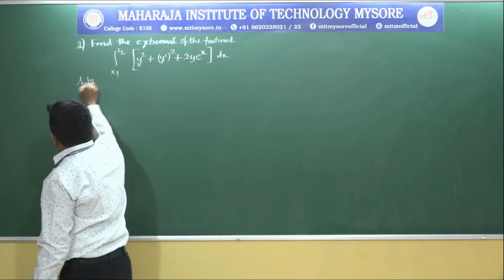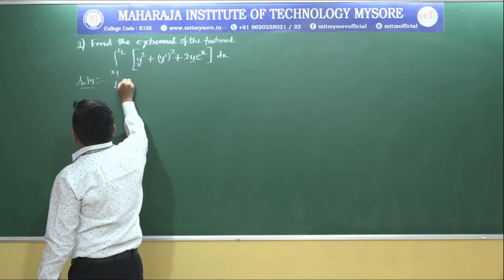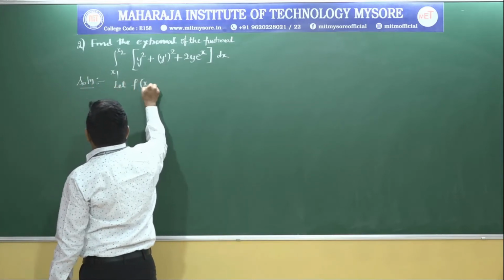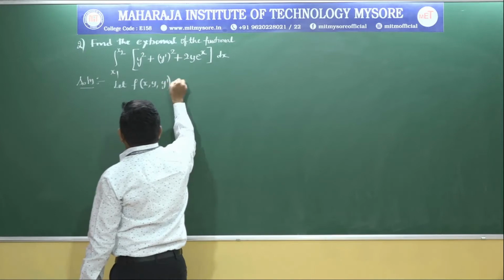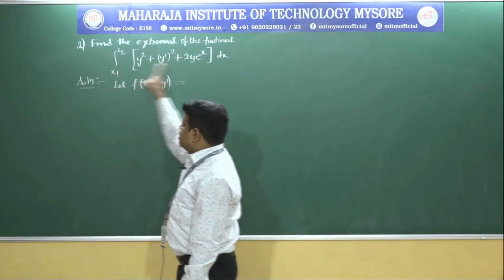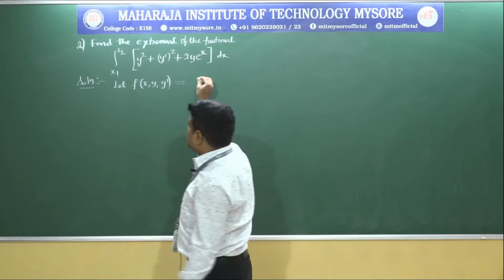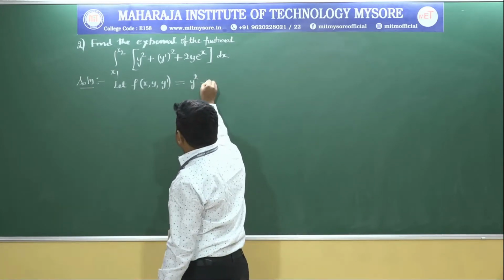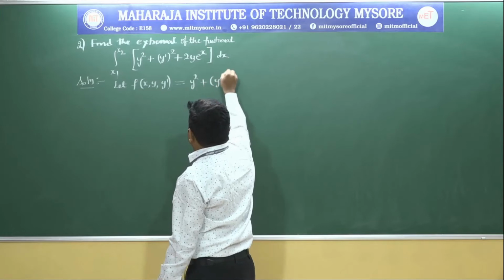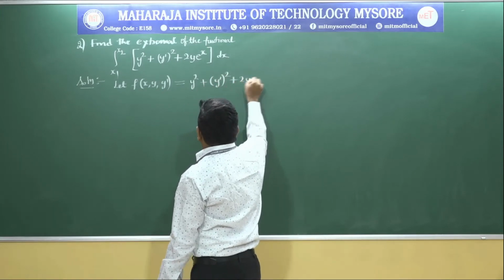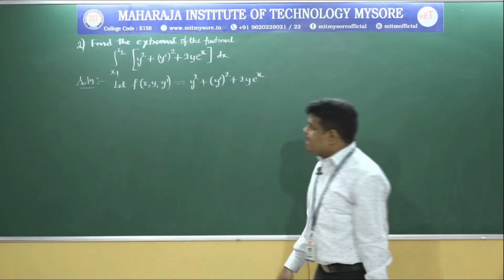Next, solution of this problem. Let f of x comma y dash, just leave the integral and denote all the remaining function as f of x comma y dash, that is y square plus y dash whole square plus 2y e power x.